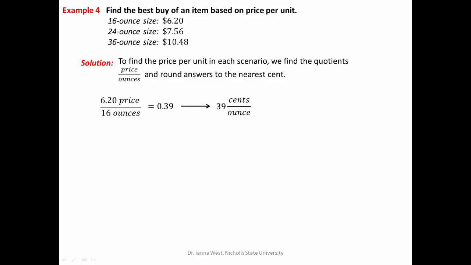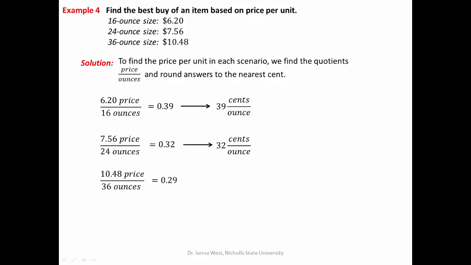The next one, we divide $7.56 by 24 ounces, giving us 32 hundredths, which is the same thing as 32 cents per ounce. Finally, we divide $10.48 by 36 ounces, giving us 29 hundredths, which is equivalent to 29 cents per ounce. Therefore, the best buy is the 36-ounce size.